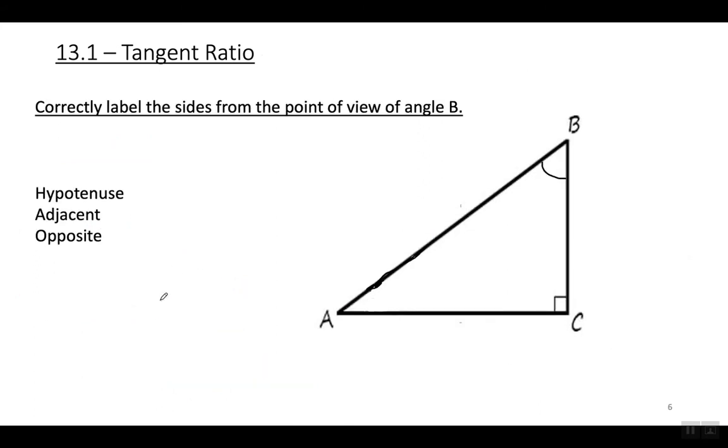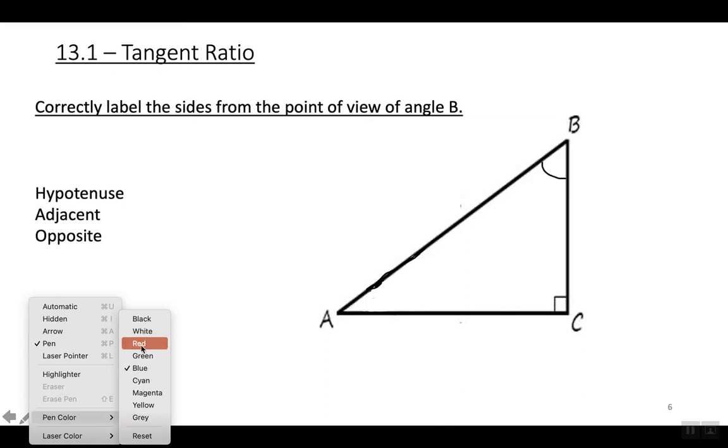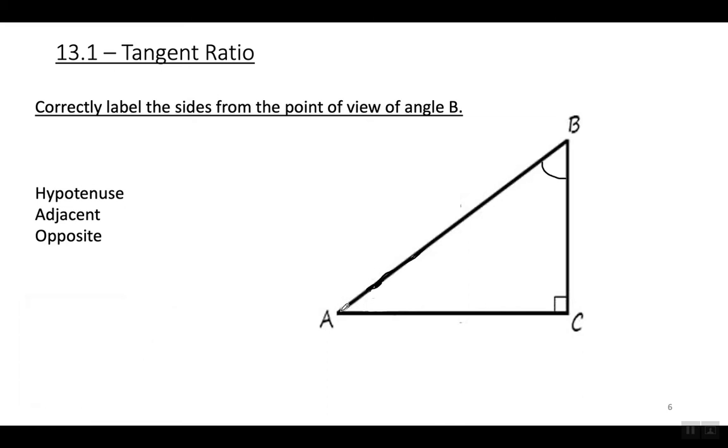Okay, now look. Let's say now we're looking at it from the point of view of angle B. Okay, if we look at it from the point of view of angle B, this is going to change things because now the hypotenuse stays the same. All right, let me use the same colors I did before. So the hypotenuse has not changed. The hypotenuse never changes. All right, so this side is still the hypotenuse. It's the side opposite the right angle.